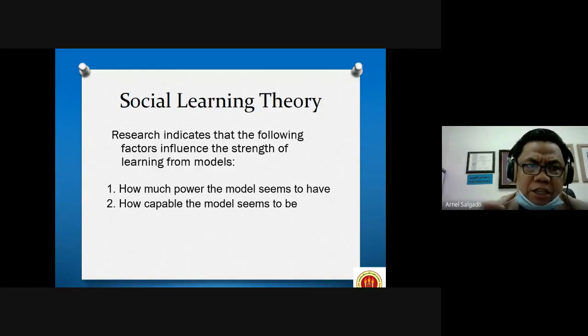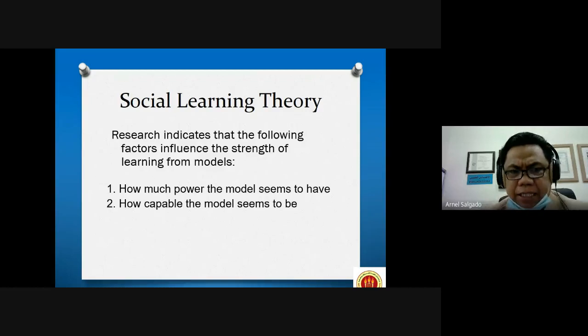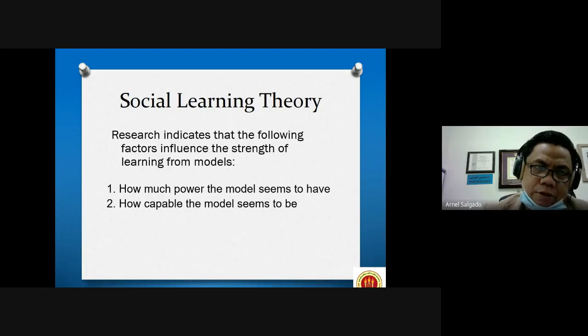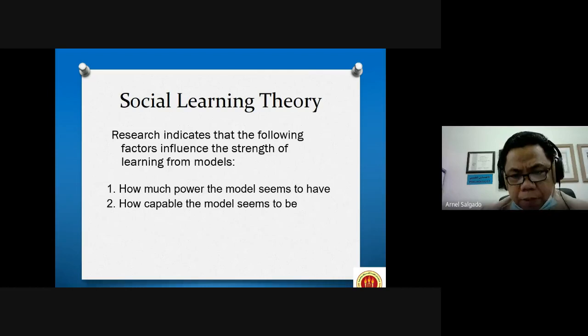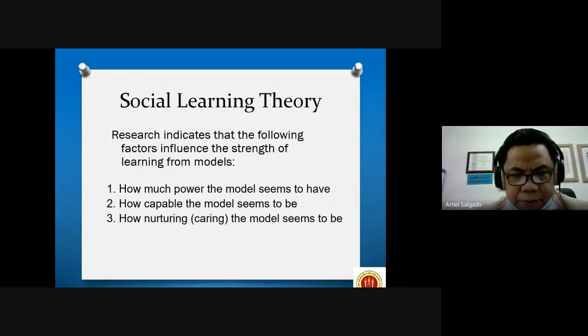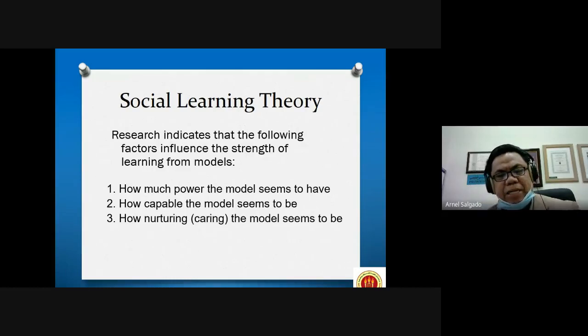Number two, the teacher must always display skill and capacity to teach so that the students will admire them and learn from them. So they model properly how to become a good and well-prepared teacher. Number three, this is very essential also. How nurturing or caring is the model?